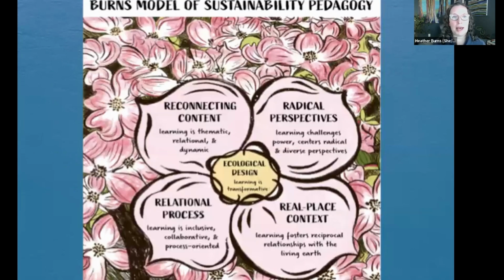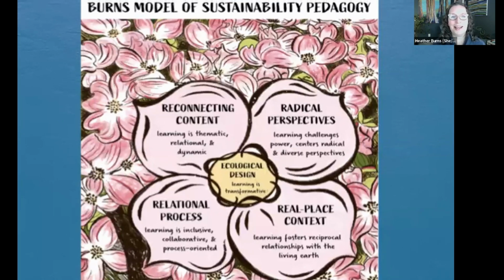And so just coming back here to the model to see it again and look at the dimensions. At the center of the model is an ecological design process, which has the potential, again, to foster transformative learning. And this whole model really centers inclusion, justice, and holistic learning.